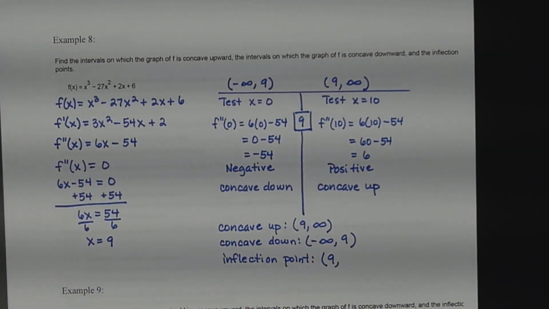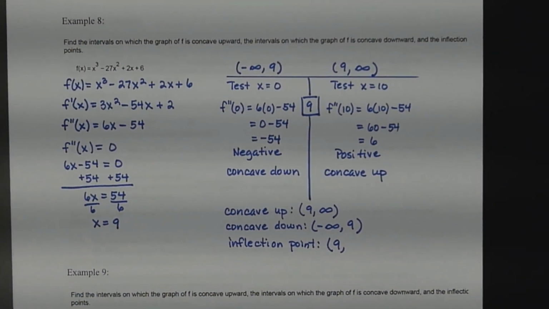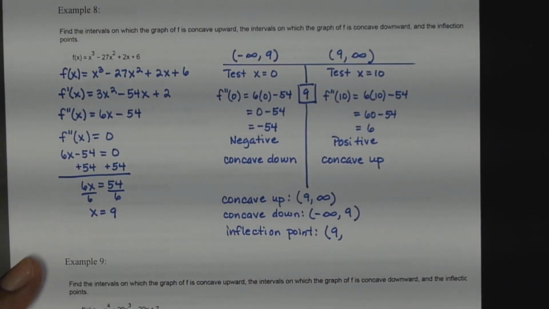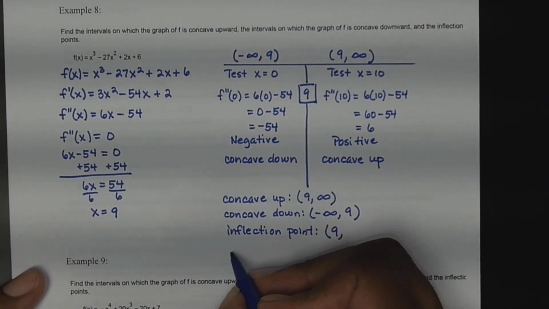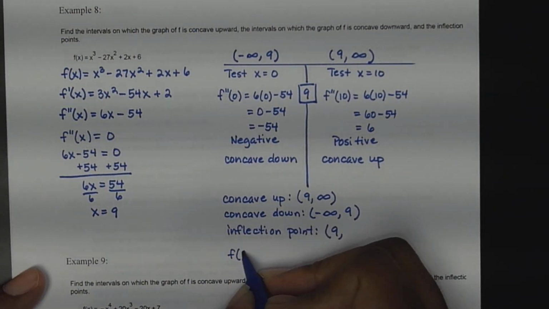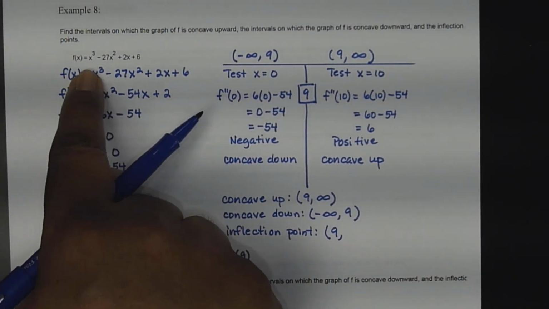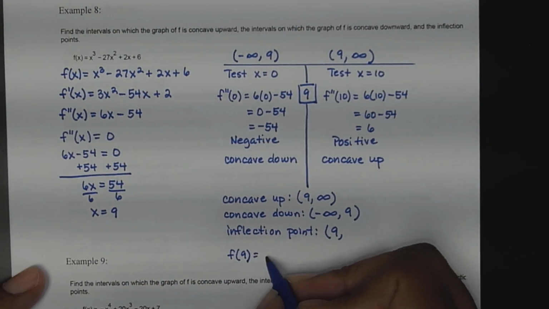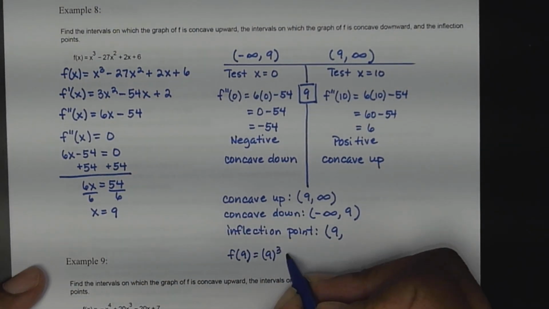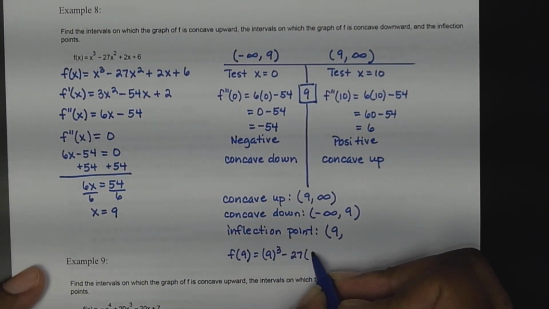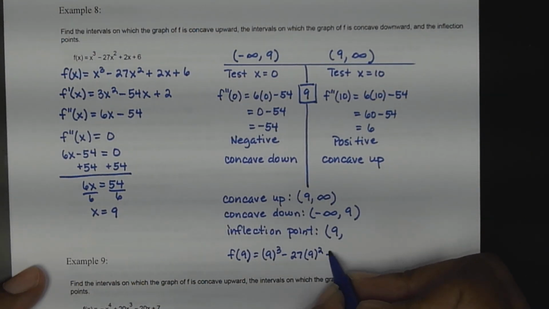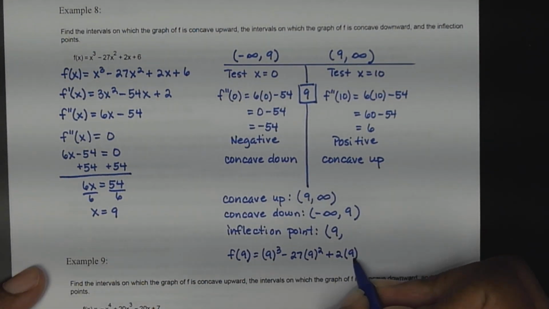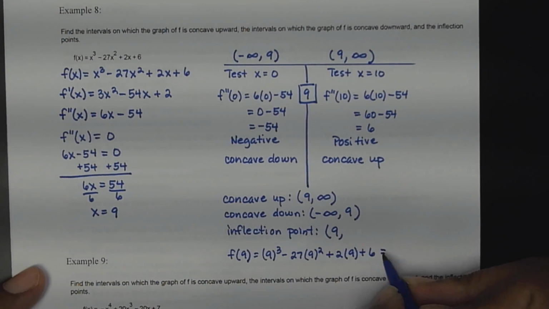the x-coordinate is 9, but we need the y-coordinate of that point of inflection. So that means we need to evaluate f of 9 by replacing each x in the original function with 9. So this will be 9 cubed minus 27 times 9 squared plus 2 times 9 plus 6.